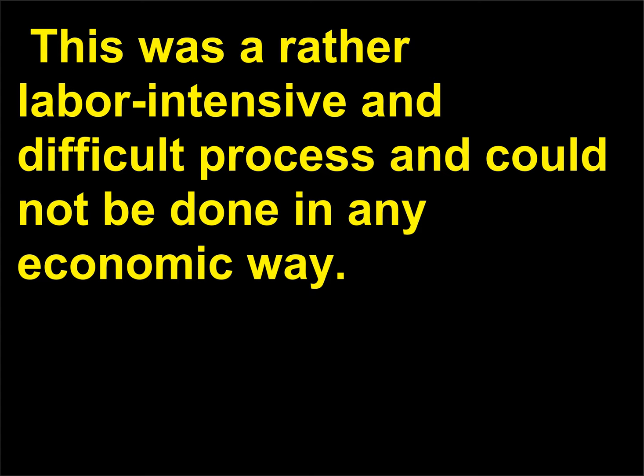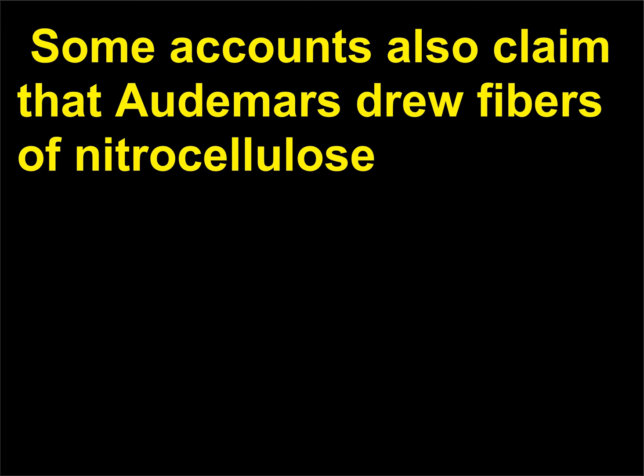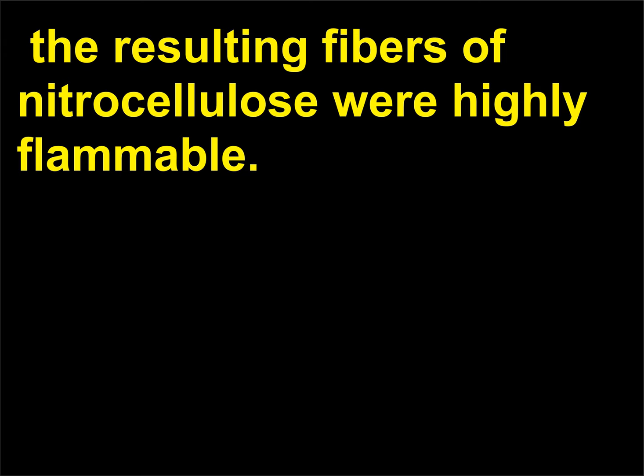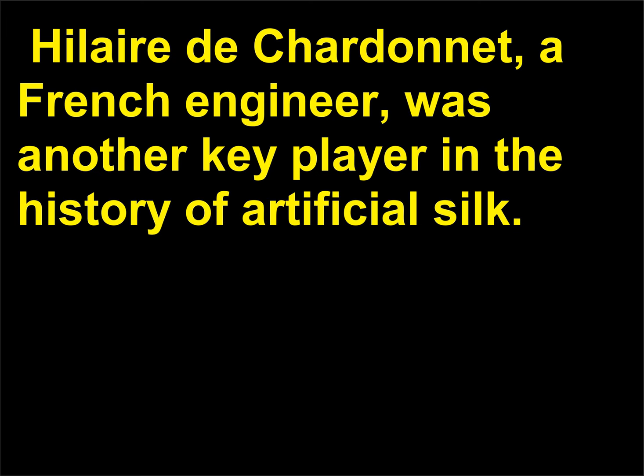Some accounts also claim that Audemars drew fibers of nitrocellulose, the product of mixing nitric acid with cellulose, in addition to being a delicate process. The resulting fibers of nitrocellulose were highly flammable. Hilaire de Chardonnet, a French engineer, was another key player in the history of artificial silk, working with Louis Pasteur in the 1870s.